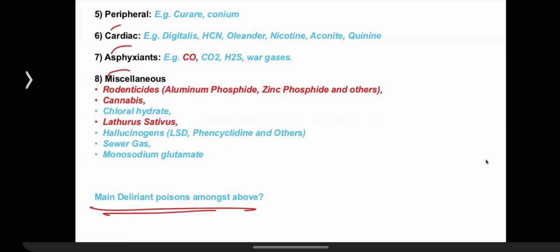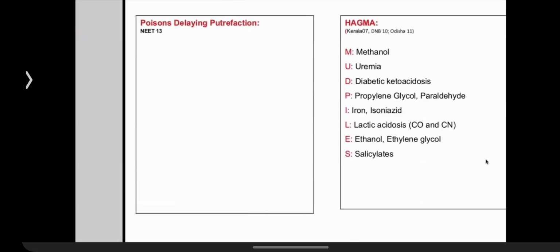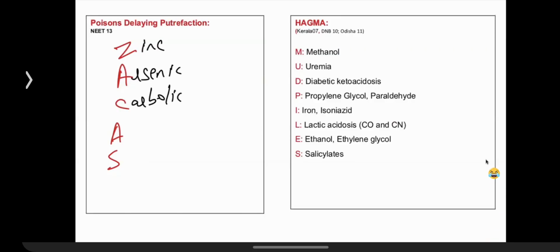The main deliriant poison amongst the above is Datura, cannabis, cocaine. Poisons delaying putrefaction: arsenic, zinc, carbolic acid, antimony, and strychnine.